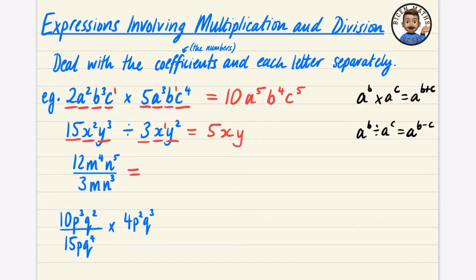Okay, this one that we've got here, I have a 12 being divided by 3. 12 divided by 3 is 4. I then have m to the power of 4 divided by m to the power of 1, or just m, so that's m cubed. And then I have n to the power of 5 and n cubed. You're going to do 5 take away 3, and you get n squared.